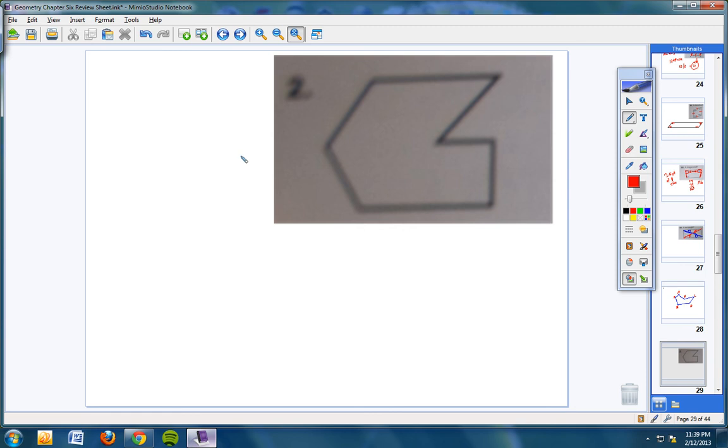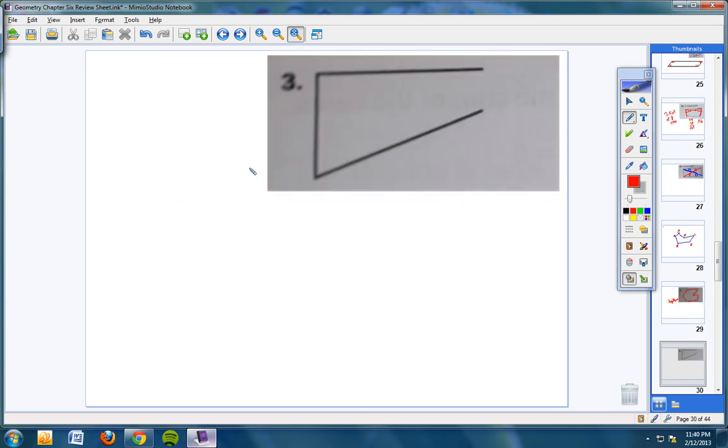Moving on to number 2. Number 2 and 3: state whether it's a polygon, and if it is, tell what kind. So kind of a little bit of repetition here. Yes, it's a polygon, and we have 1, 2, 3, 4, 5, 6, 7 sides. So we are looking at a heptagon. All right. Number 3. No, it's not a polygon. It has a non-connected side here. All the sides have to connect at their endpoints. No, it is not a polygon.